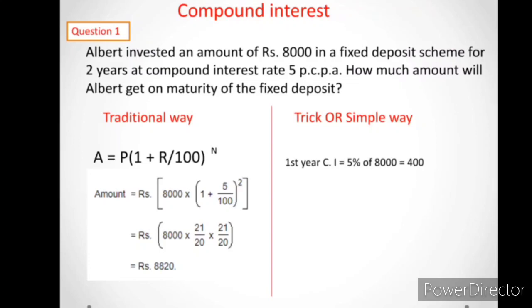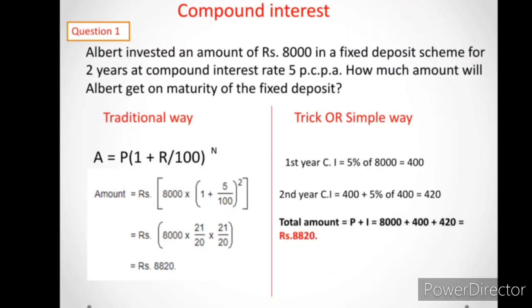For the first year, the compound interest is 5% of 8,000, that is equal to 400, and for the second year the compound interest is the interest of the first year plus 5% of the interest of the first year. We are not including the principal here, because including the principal amount would make the process lengthy and the calculation difficult for us. So we just calculate the rate of interest over the interest of the previous year, plus the interest of the previous year. So 400 plus 5% of 400, that is 420.